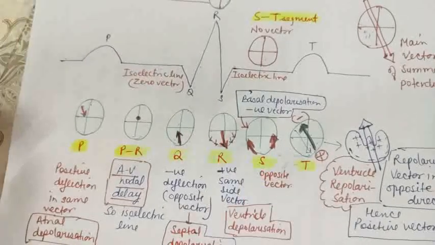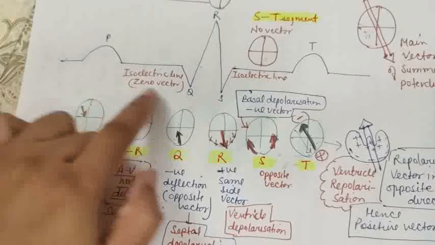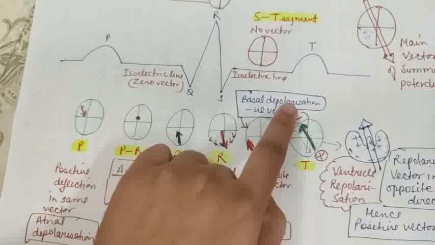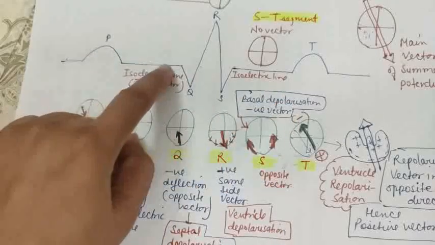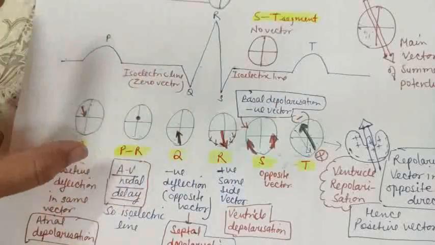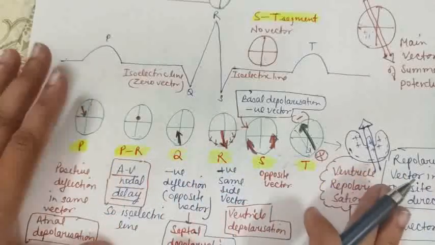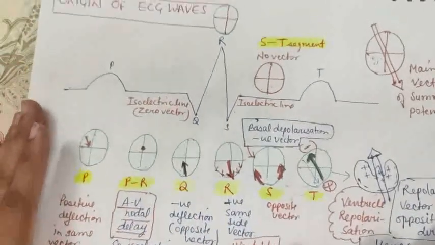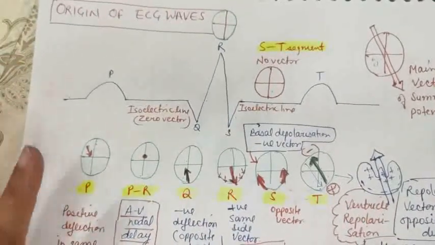So that's all about what is ECG, what is 12 lead ECG, the meaning of all the waves, segments and intervals and their duration, and this is basically the origin of ECG waves, how these are originated. So that's all for today.